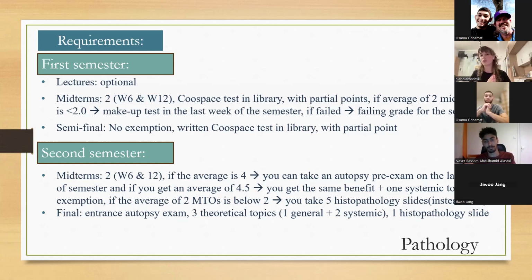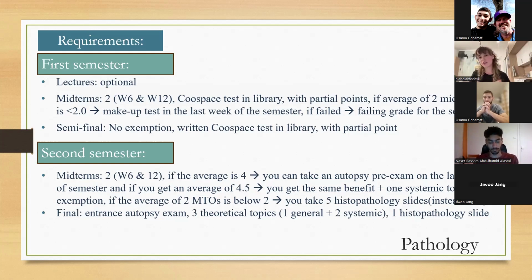But if you get an average of 4.5 in the 2, you will also get 1 topic exemption, with 1 topic being removed from the systemic. So you will get only 1 systemic and 1 general topic. And you will also have 1 histopathology exam.